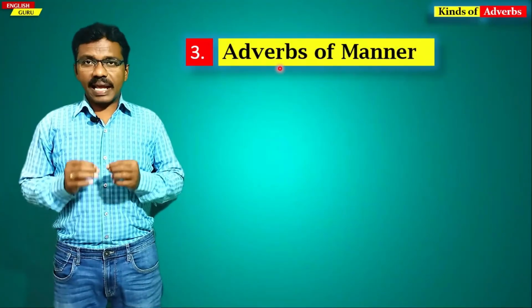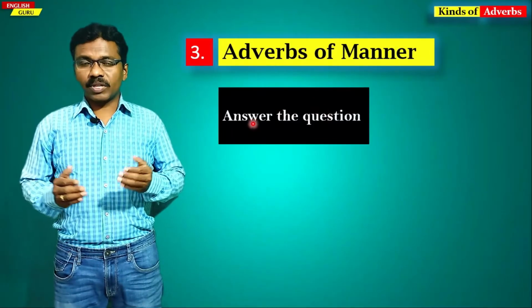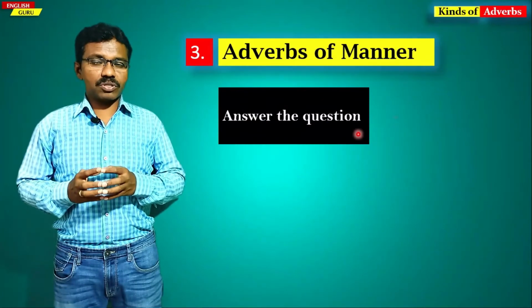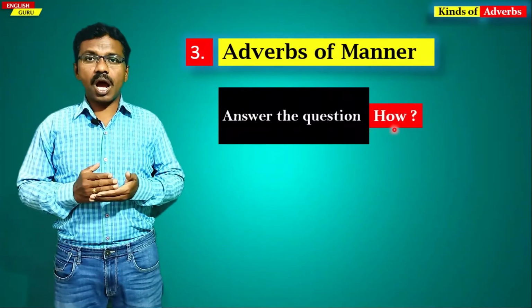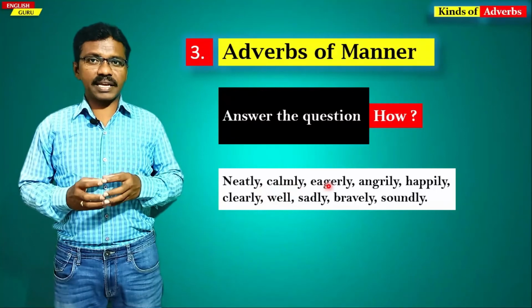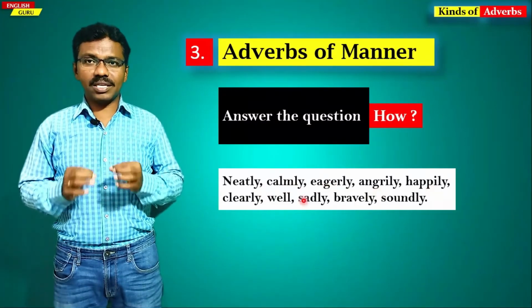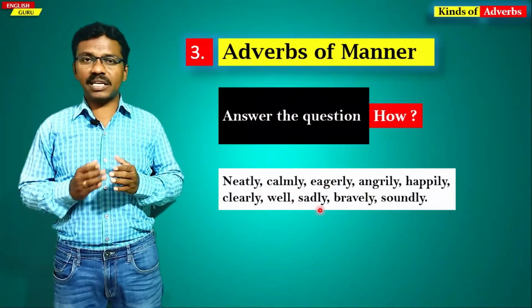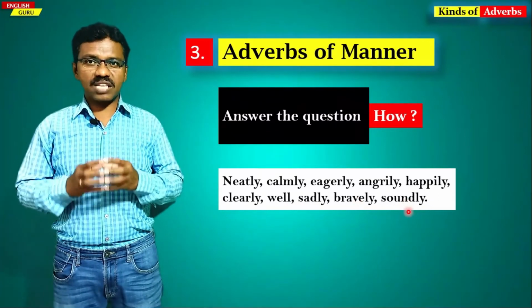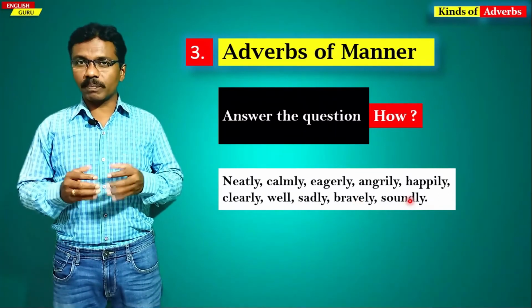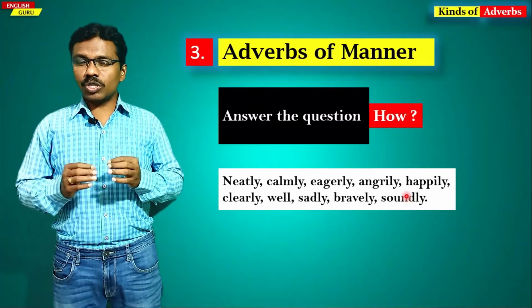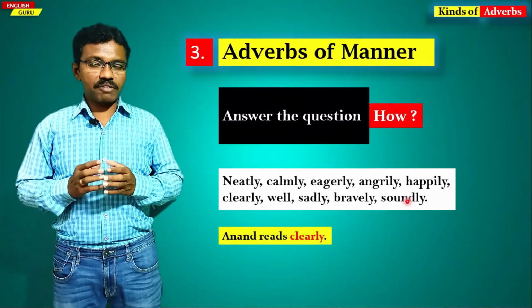The third one is adverbs of manner. So these adverbs answer the question how. And there are certain words like neatly, calmly, eagerly, angrily, happily, clearly, well, sadly, bravely, soundly, etc. These words we use as adverbs of manner.